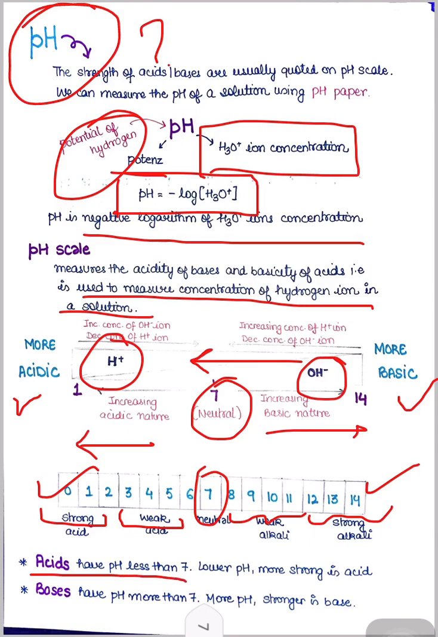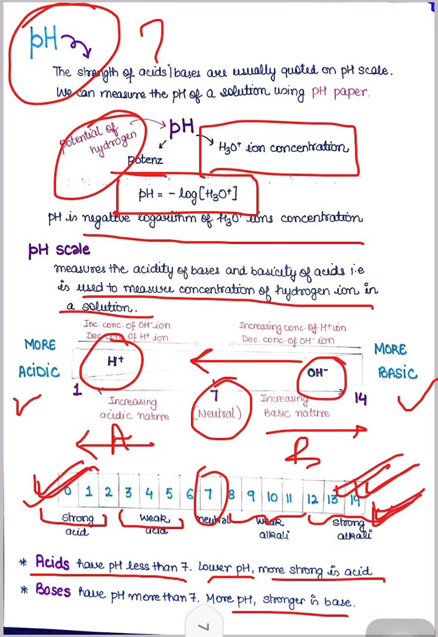Acids have pH less than 7, and more than 7 they are bases. So now the thing is, the lower the pH, the stronger the acid. So when pH is lower, that acid will be stronger. Similarly, the higher the pH, the stronger the base. Means if pH is 14 and 13, the base with pH 14 will be stronger.